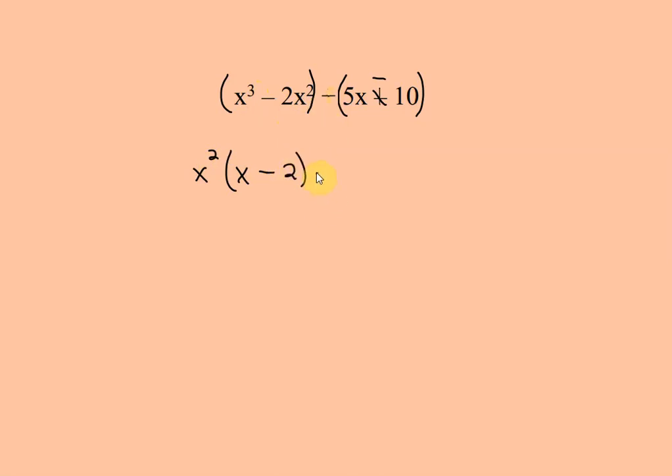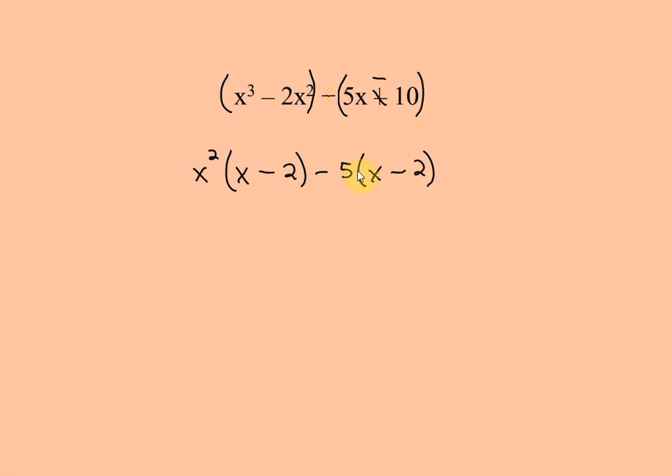Bring down my minus sign, and then the greatest common factor between 5x and 10 is 5. If I divide 5x by 5, I'm left with x, minus 10 divided by 5 is 2. So if I had not changed this sign whenever I put up my parentheses, then this would have been x minus 2 and this would have been x plus 2.